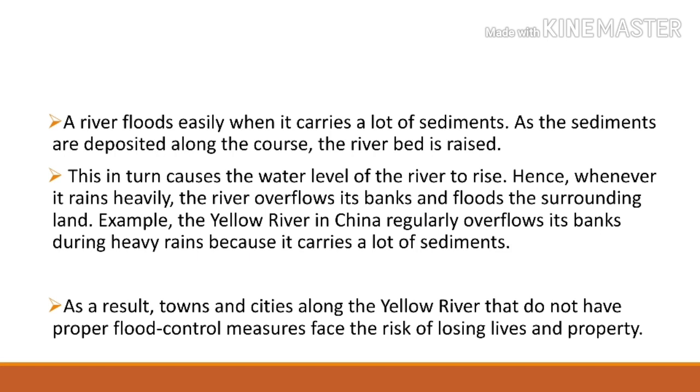Alright. A river floods easily when it carries a lot of sediments. As the sediments are deposited along the course, the riverbed is raised. This in turn causes the water level of the river to rise. Hence, whenever it rains heavily, the river overflows its banks and floods the surrounding land. For example, the Yellow River in China regularly overflows its banks during heavy rains because it carries a lot of sediments. As a result, towns and cities along the Yellow River that do not have proper flood control measures face the risk of losing lives and property.